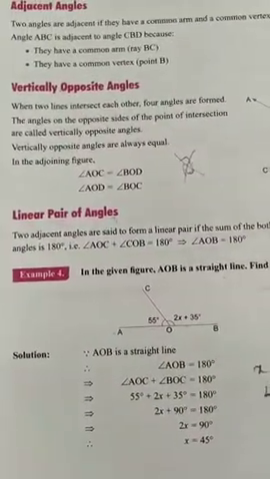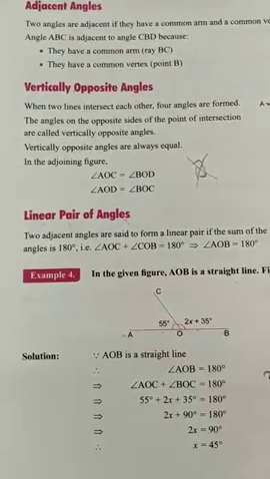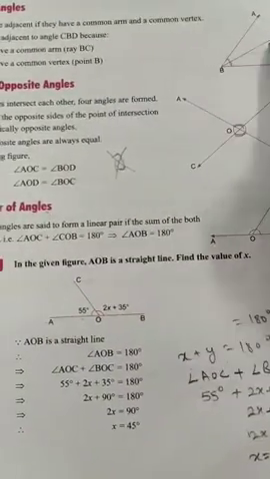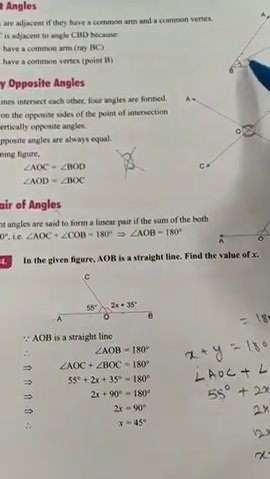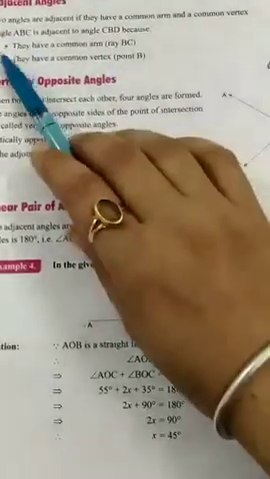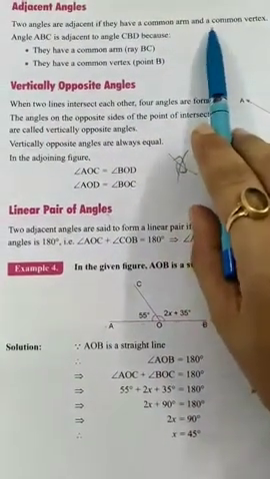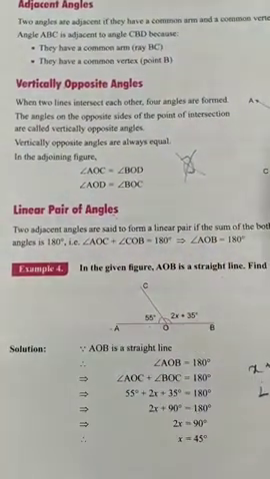After this, children, adjacent angles. Adjacent angles means any two rays that meet and have one ray common. If they have one ray common, then the angles formed by these two rays are adjacent angles. Two angles are adjacent if they have one common arm and a common vertex where these lines meet each other.